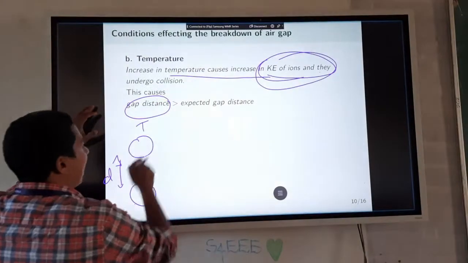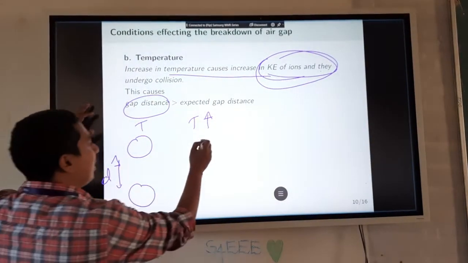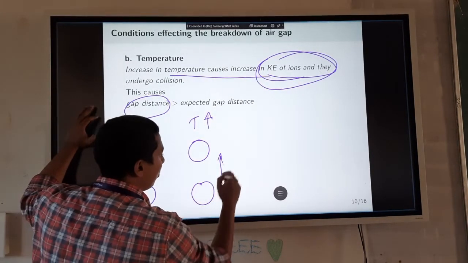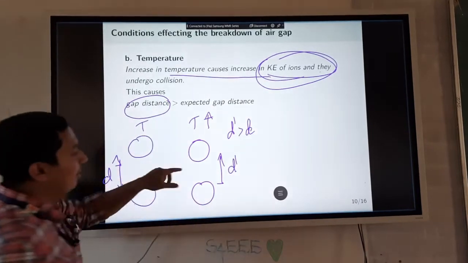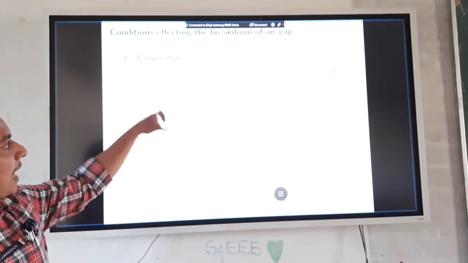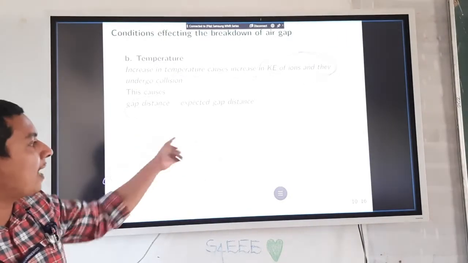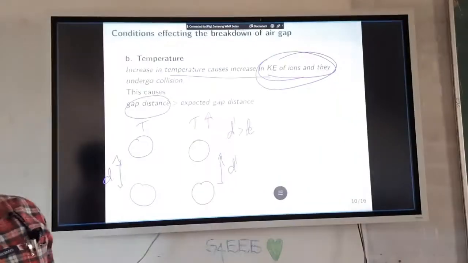Now, at a particular standard temperature, let's say the temperature is increased. Once the temperature increases, what will happen? This new d dash will be greater than d, because the ions will have more kinetic energy and their collisions will happen faster, which will lead to breakdown at a higher distance. So you will have a higher breakdown voltage than the real case. So temperature has this effect.